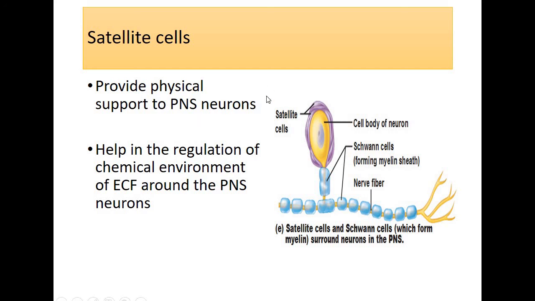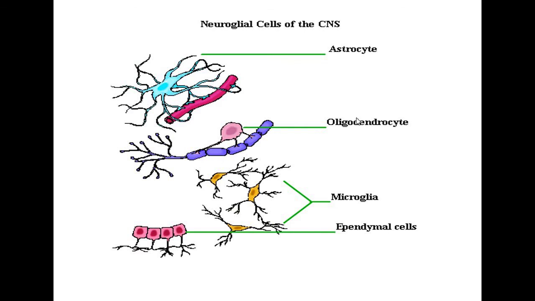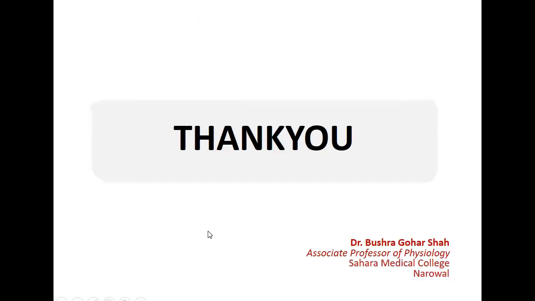The satellite cells also provide support to the peripheral nervous system neurons. You can see here, surrounding the cell body of the neuron, they help in the regulation of the chemical environment of the extracellular fluid around the peripheral nervous system neurons. See, this is the astrocyte, the oligodendrocytes, the microglial cells, and the ependymal cells.